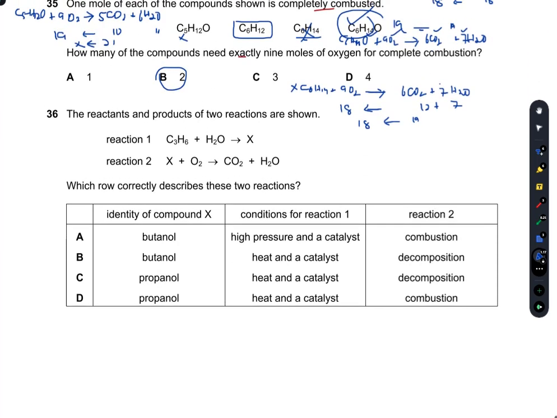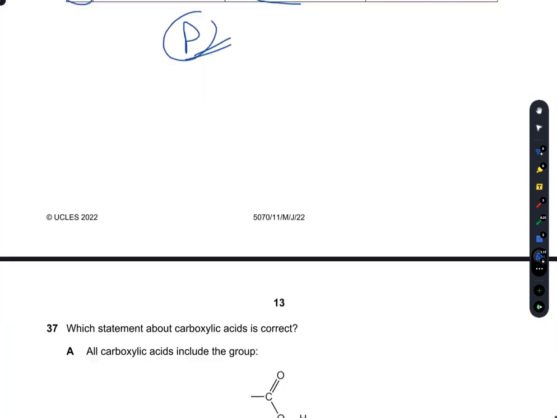The reactants and products of two reactions are shown. So in reaction 1, C3H6, which is propene, reacts with water to form X, which is definitely propanol, and this propanol reacts with oxygen in a combustion reaction to give CO2 and H2O. So the condition required for reaction 1 is heat and a catalyst, and reaction 2 is combustion. So D is the right option.